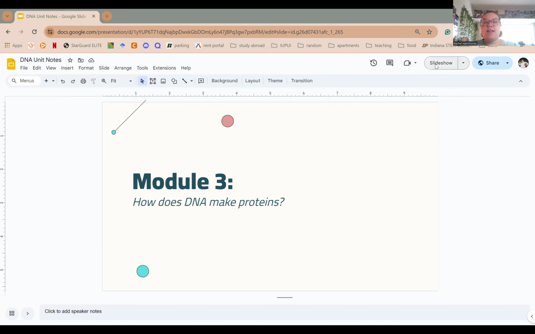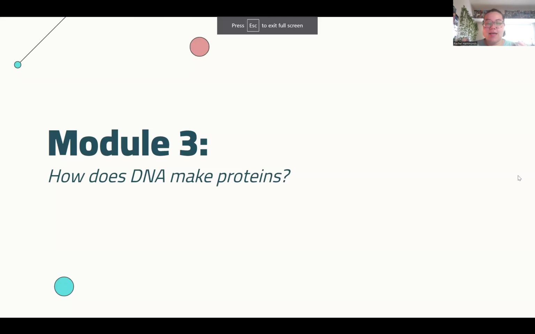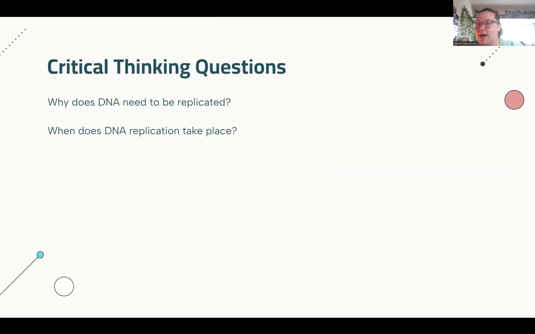So let's go ahead and get started with module 3. Module 3: how does DNA make proteins? These are some questions I just want you to think about as we're going through the notes. Why does DNA need to be replicated? Why do we need to replicate our DNA? Why can't we just use the original copy we have? And why does DNA replication take place, and when does it take place?